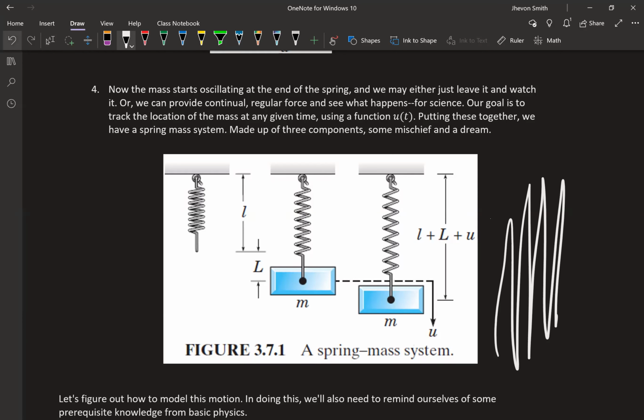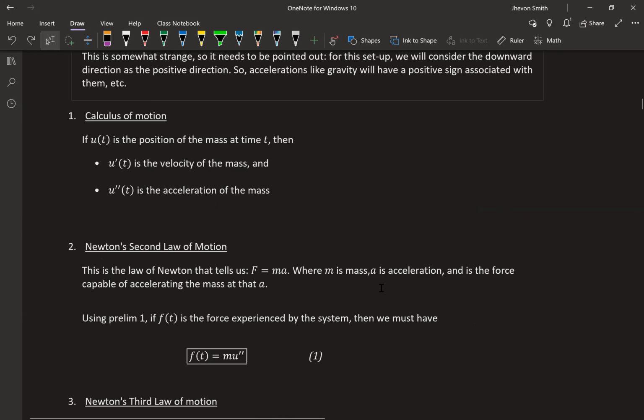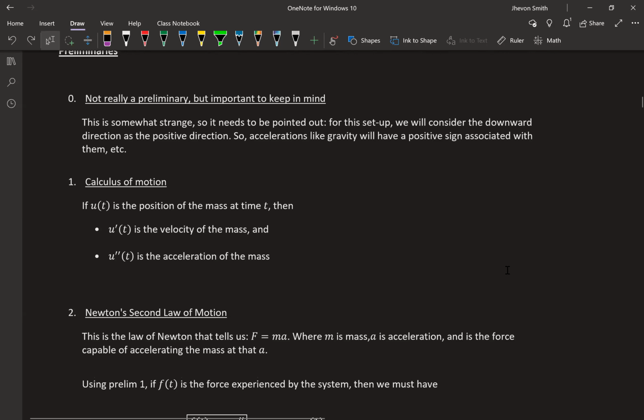Now, at the end of the day, our goal is to figure out what is the position of this mass at any time t. In other words, we want to measure the function u. Can I predict what u will do at some point in the future? That is the goal. Now for that, we need some preliminaries. I'm gonna have to remind you of some physics concepts that I'm sure all of you know, but let's just go over them.